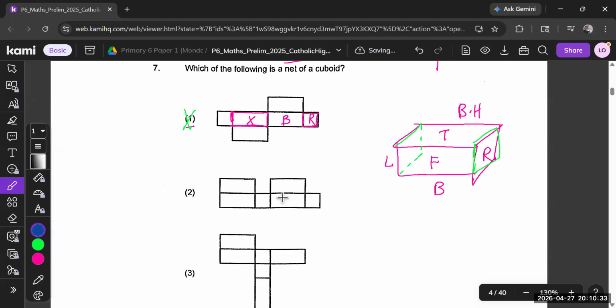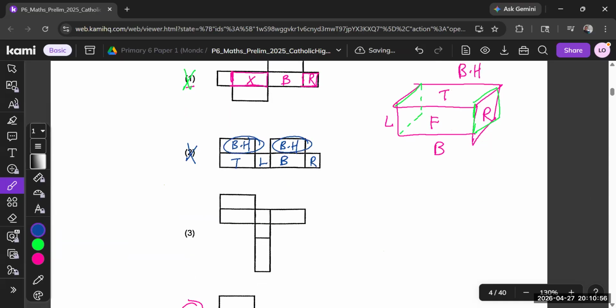Okay, number two. This is the bottom, right, left, and when you fold upwards, that will be your behind. And then this one will be your top. Okay, you have to visualize the folding. And then this will be your behind again. You cannot have two same faces. So this is out.